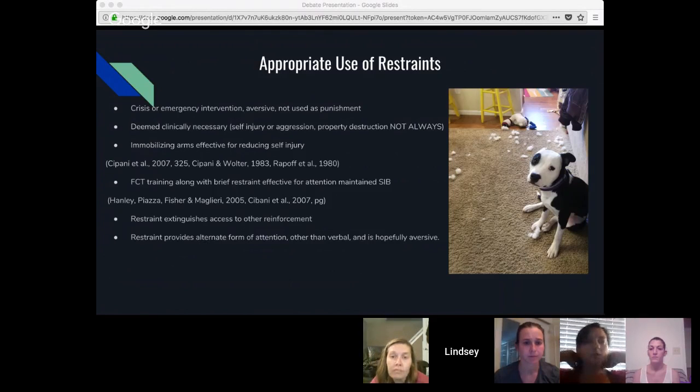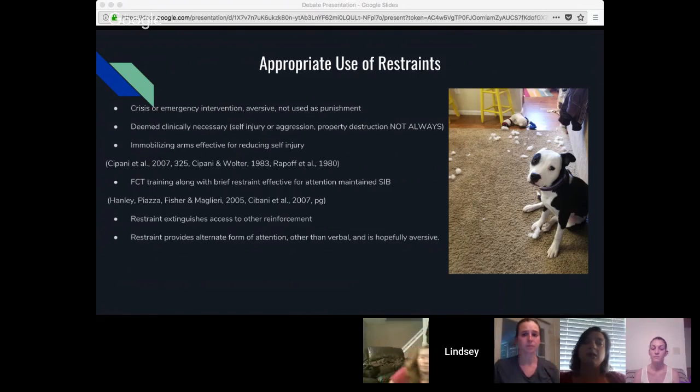All right. So I'm going to talk about appropriate use of restraints. Restraints should only be used in a crisis or emergency situation. Although they are aversive, they are not to be used as punishment or coercion. They must be deemed clinically necessary in cases such as self-injury, aggression, sometimes property destruction if it is severe, like a piece of furniture being thrown, but not if paper is being torn. So it needs to be based on a treatment plan and on level of severity, as does the self-injury and the aggression.